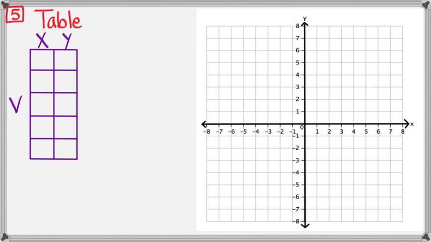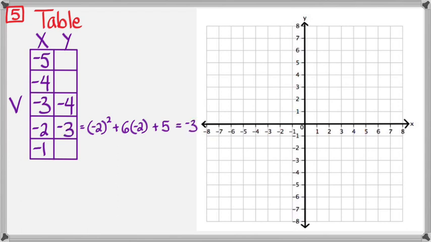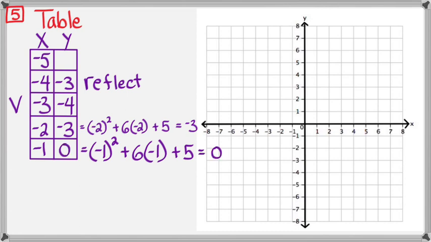We make our table and we plug in our vertex here. We do 2 points that are greater, so greater than -3 is -2 and -1, and then smaller will be -4 and -5. Now on this one, we have to plug in the points to solve. So if x is -2, we plug that into our equation, and we solve and we get -3. We know that reflects on the other side of the vertex. Then I go ahead and plug in -1, and I know that reflects again on the other side. I can graph my points.